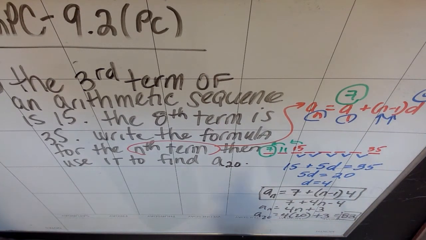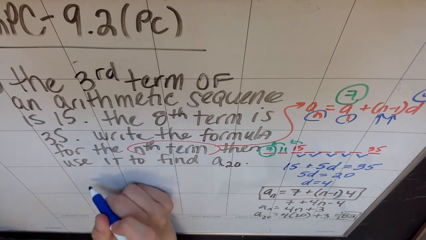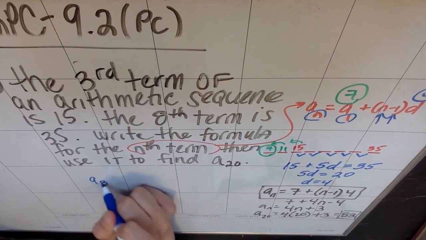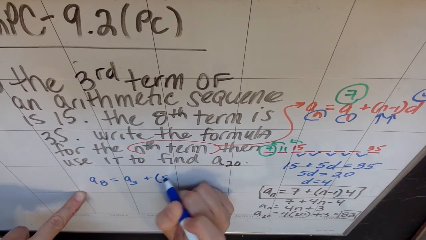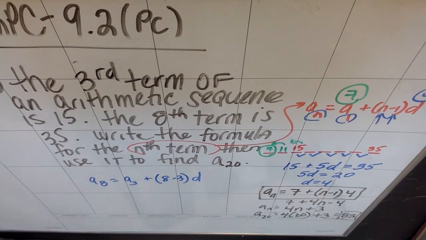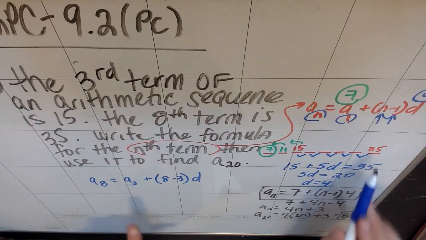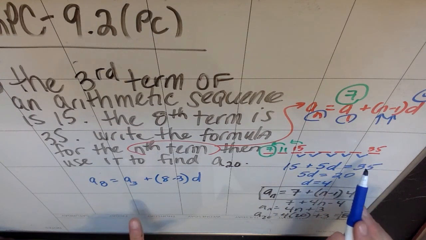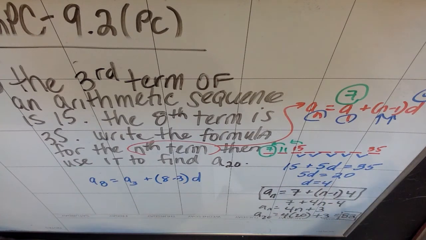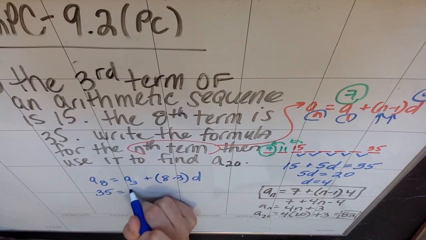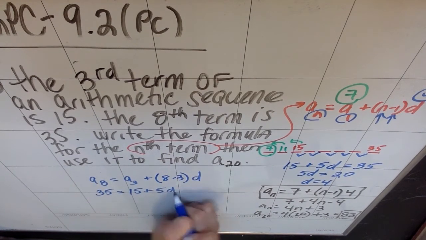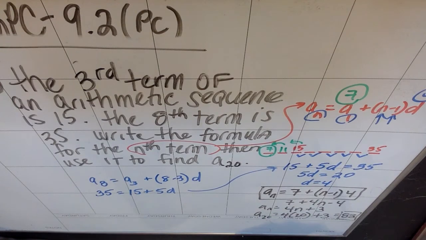So if you wanted to find some random term, say I want a sub 8, I can find it by starting at a sub 3, but that means I would need 8 minus 3 of the common difference. Just like this was n minus 1 of the common difference, and you can see that because I was on the eighth term from the third term, and sure enough, I needed 5 of the common difference, 5 because 8 minus 3 is 5. So if you recognize that, you could have jumped right to 35 equals 15 plus 5d, which is the same thing we got to by drawing this out.